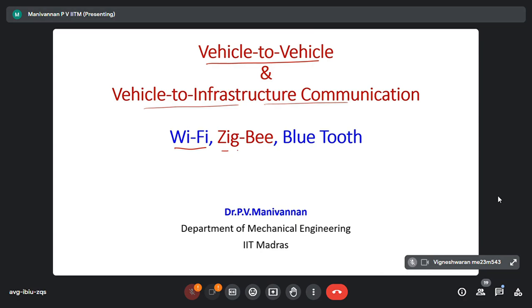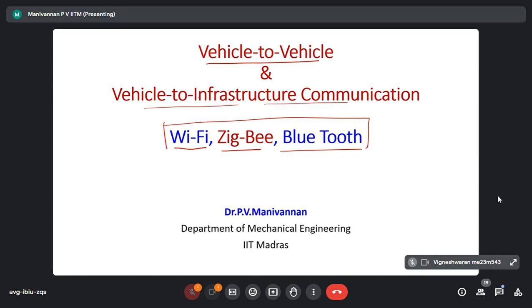The other one is called Zigbee. The third one is called Bluetooth. These are three different types of communication systems used in autonomous vehicles, meant for transmitting data between two vehicles, because you cannot use wired communication, correct? Because vehicles are moving, or from vehicle to infrastructure.